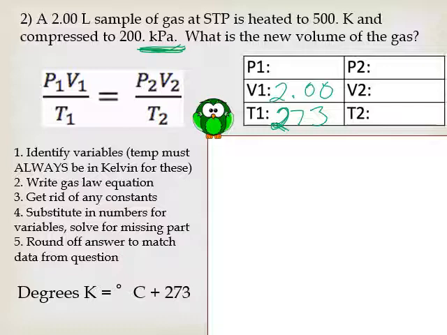We'll use the kPa version of standard pressure. And that means we're going to use 101.3 as our initial pressure. That's our P1. Okay, so we've got our P1, V1, and T1.